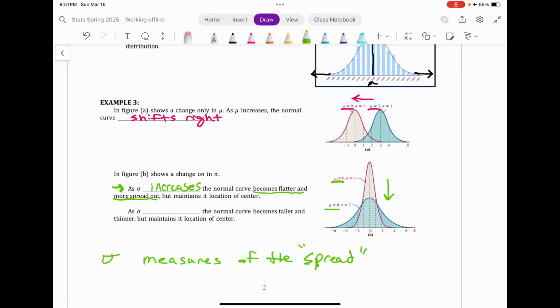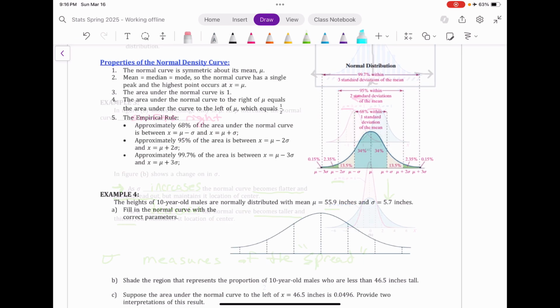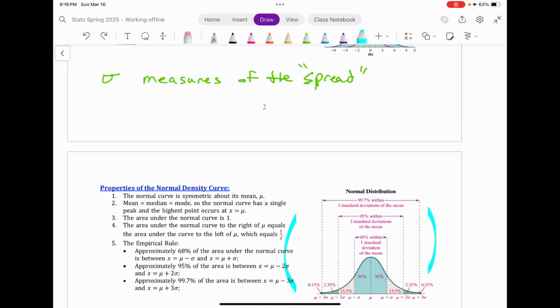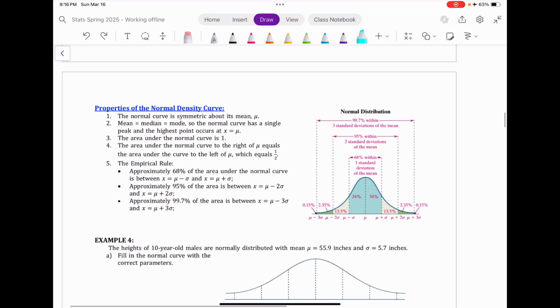Okay? So the other way, as sigma, the standard deviation, decreases, we would expect the normal curve to become taller and thinner. We're looking back at chapter 3 information about a bell curve here. So just a quick recall of the important things.